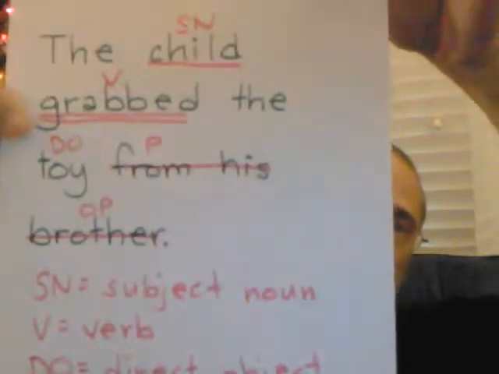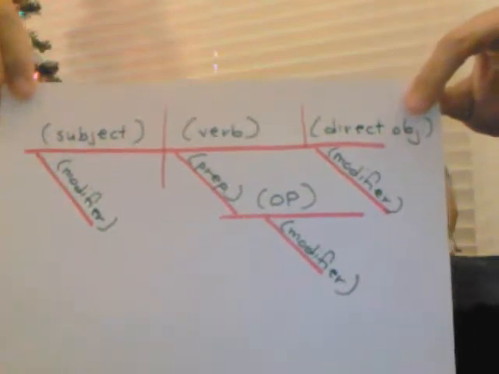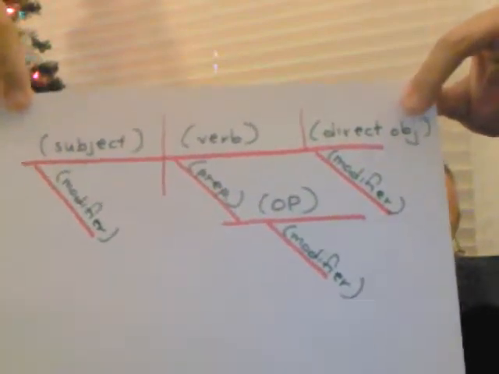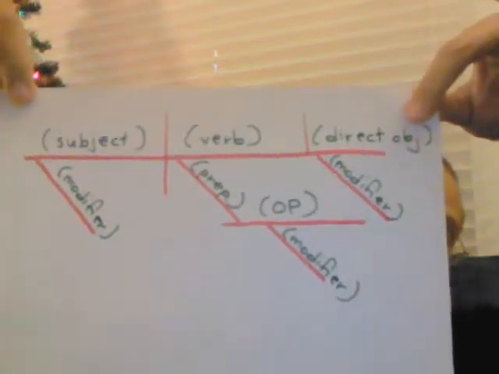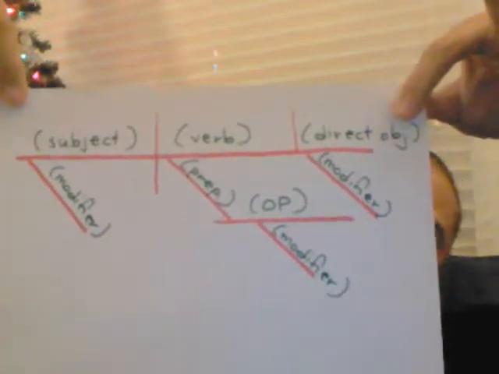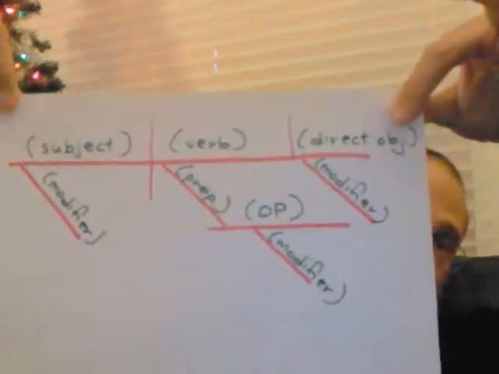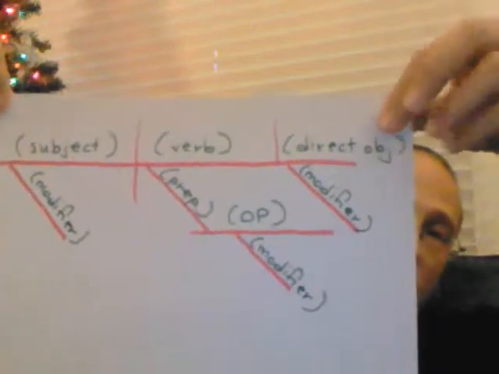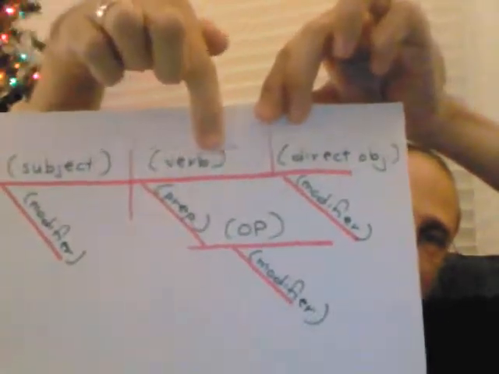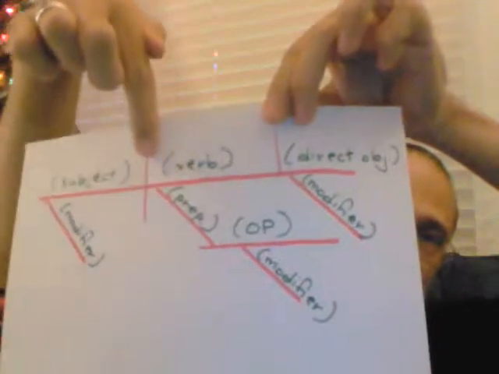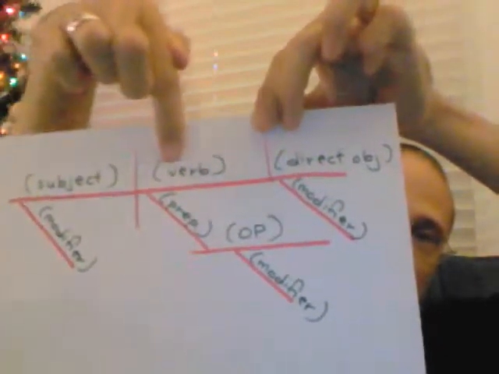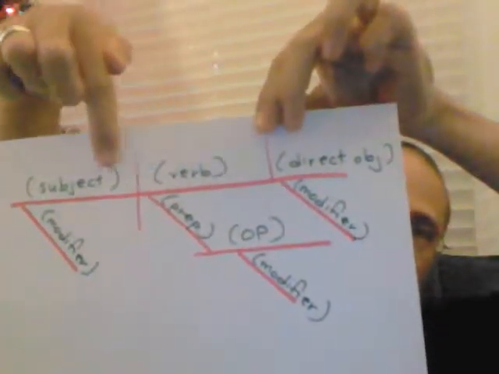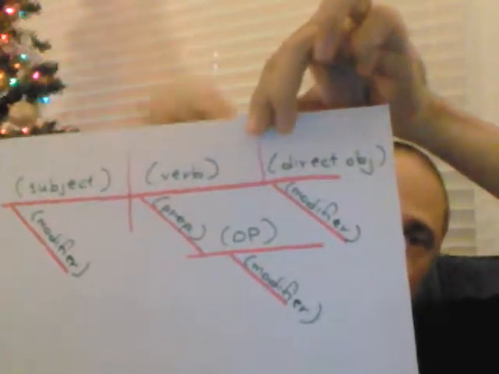Very good. Okay. Now, when we diagram this sentence, we start with a frame that includes a place for every part of the sentence to be placed on. And in this particular sentence's case, this is what the diagram frame would look like. Notice, please, this line right here. That's the dividing line. Everything over here belongs to the verb. Everything over here belongs to the subject.